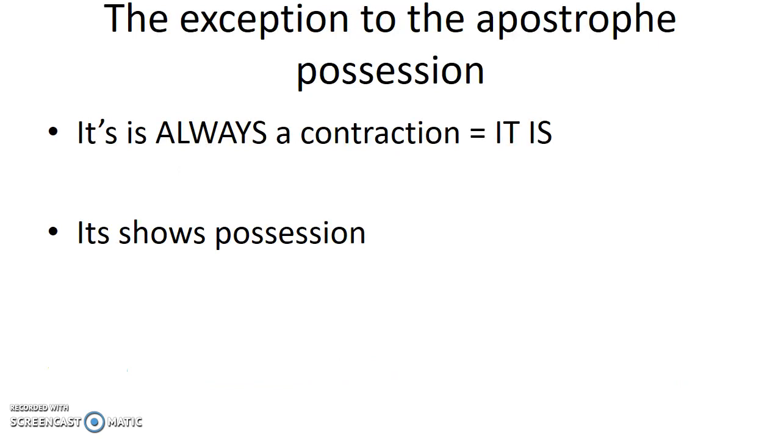The exception to the apostrophe for possession is with its. Whenever you have apostrophe S with its, it is always a contraction. Always, always, always. Whenever you have IT apostrophe S, it's always a contraction, meaning it is. ITS shows possession. So if you're going through your paper and you're wondering how to check this, you got to read that its. And if you have an apostrophe there and you read it, it is, and that sounds really stupid, then you need to take that apostrophe out.